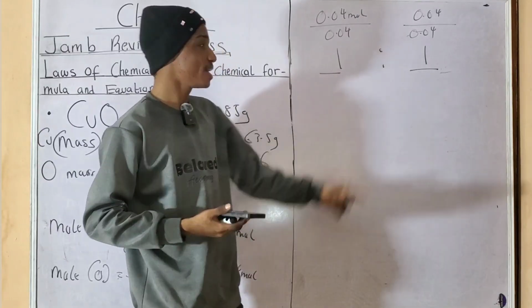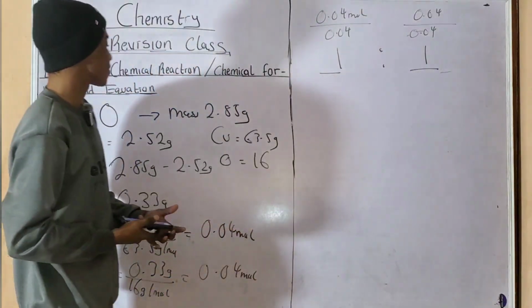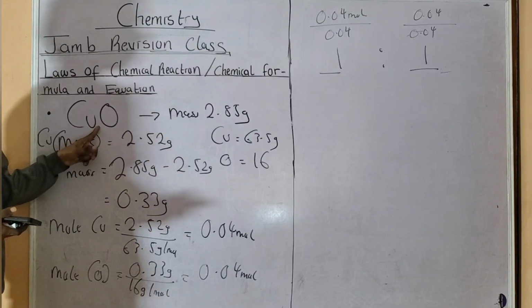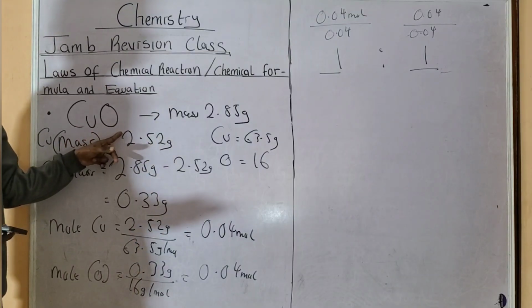And even before calculating, I gave you the compound itself. So you can see we have one atom of copper and one of oxygen, okay?